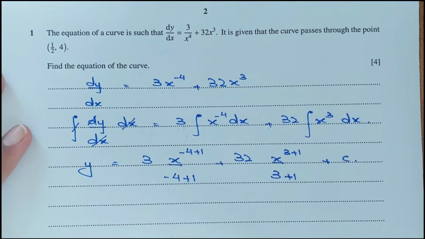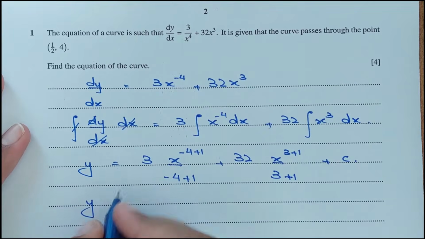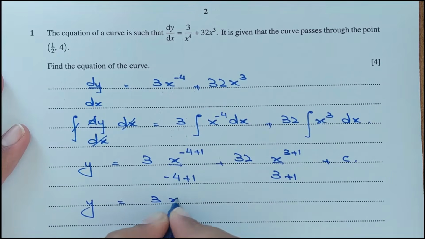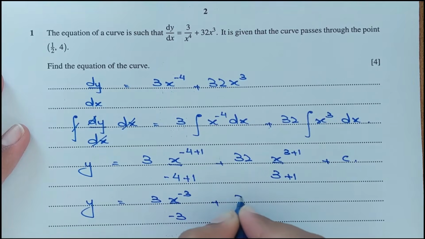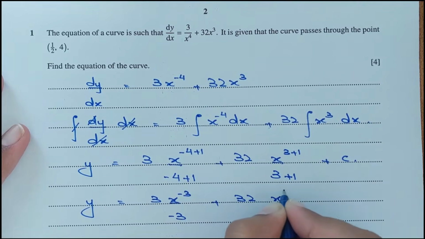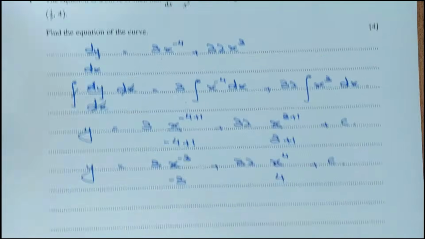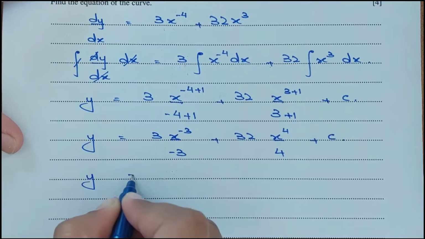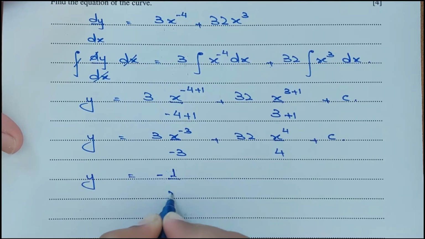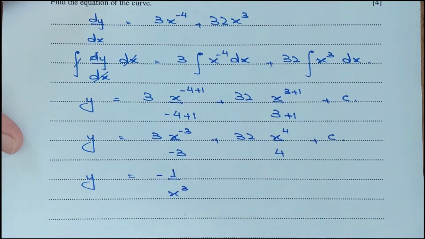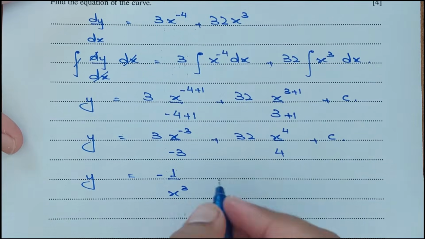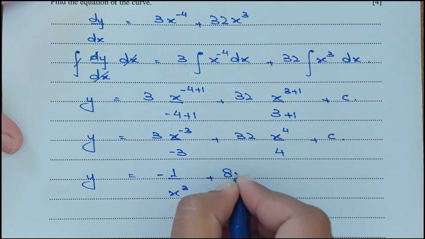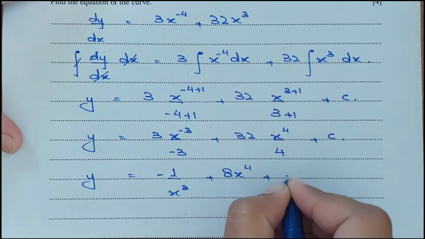Further simplification, we have y equals 3x^(-3) over -3 plus 32x^4 over 4 plus c. Let me simplify this further. We have y equals -1 over x^3, and 32 divided by 4, 4 times 8 is 32, so 8x^4 plus c.